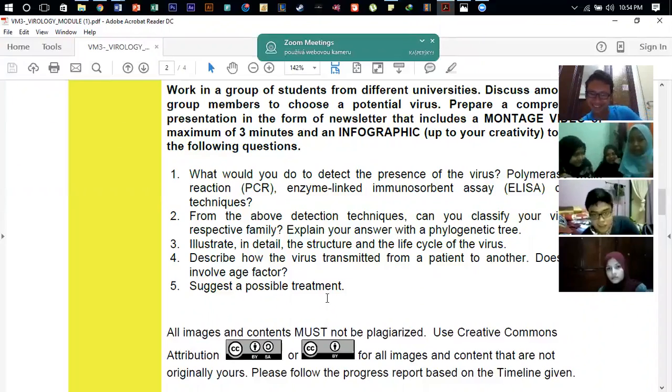To detect the presence of the virus by using which technique? PCR, ELISA, or other techniques? I think that one is direct, right? I mean that all of this can be used, because which is more effective? And so for number 1, who's gonna do it? I think I just need 1 person.